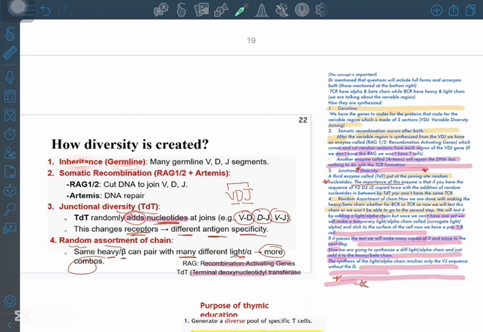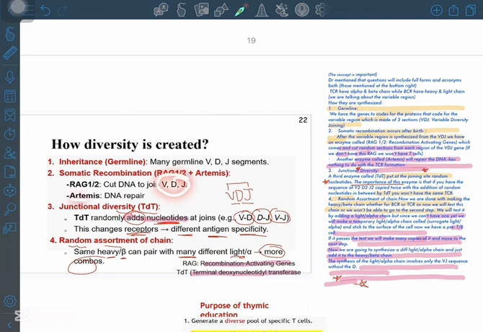This is what we're born with, okay? Which is basically we have coding for the proteins of the segments, the 3 segments, the variable segment, the diversity, and the joining segment, okay? And now we're gonna have the somatic recombination, which I explained a few slides back. It involves 2 enzymes, RAG1 and 2, and another enzyme. Now RAG1 and 2, this is the one that cuts. It cuts the DNA to join VDJ together.